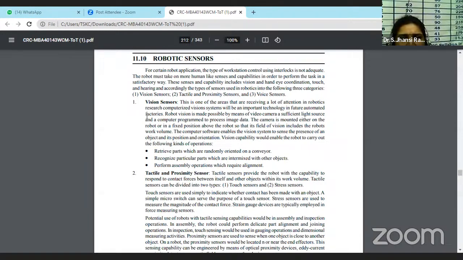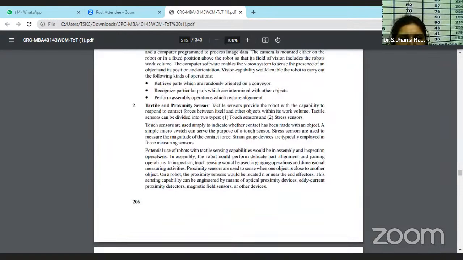Vision sensors perform operations such as retrieving parts which are randomly oriented on a conveyor, recognizing particular parts which are intermixed with other objects, and performing assembly operations which require alignment. Without this sensor, robots do not work.